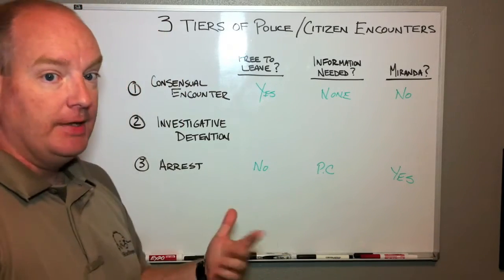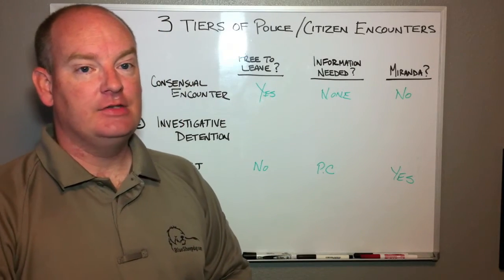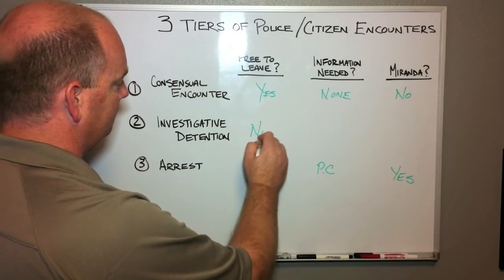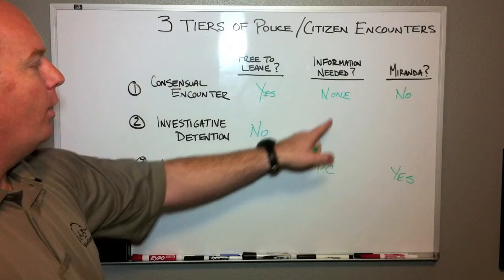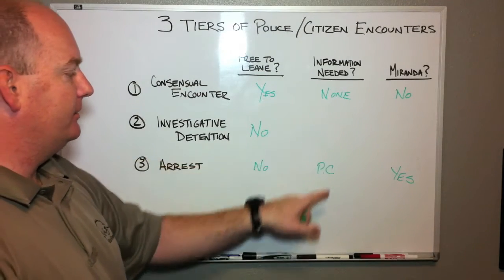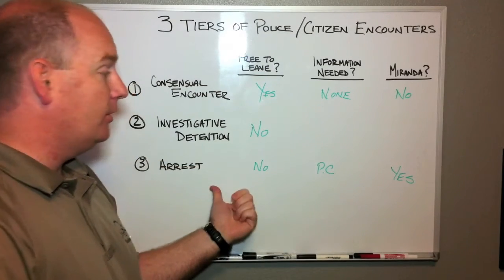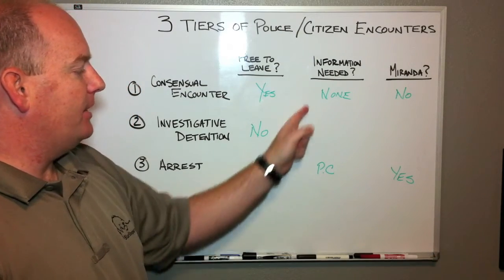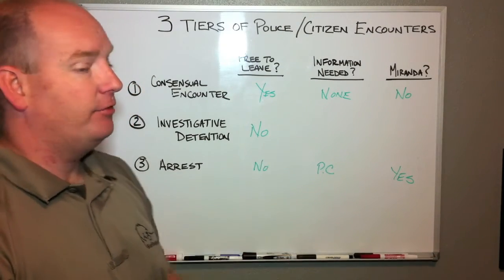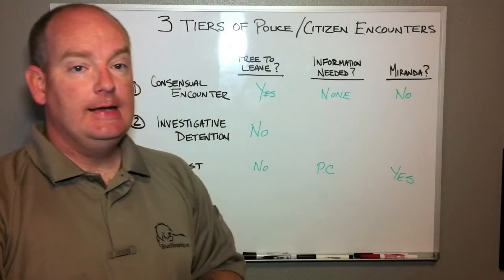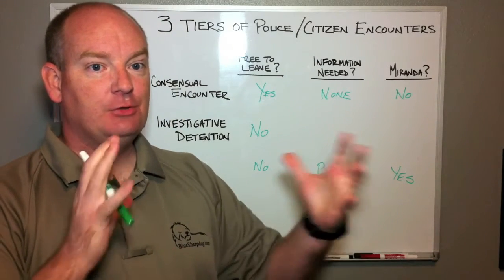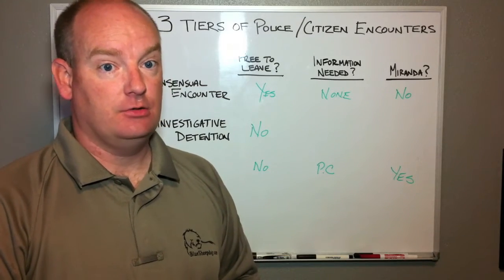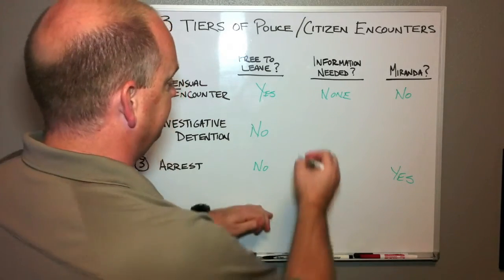Okay? So, are you free to leave in an investigative detention? No, you're not free to leave. Okay? But what information do you need? Because if you have probable cause, you just make your arrest, right? So we need some level of information between probable cause and no information needed whatsoever. And that is a big loose area called reasonable articulable suspicion, or RAS.